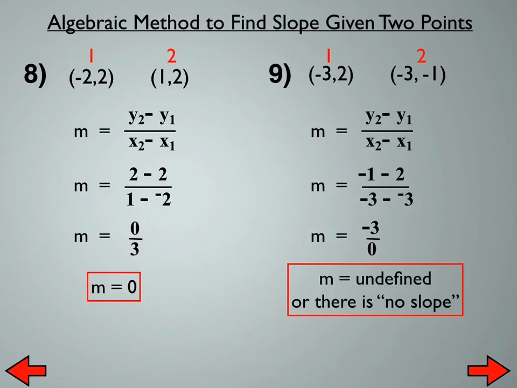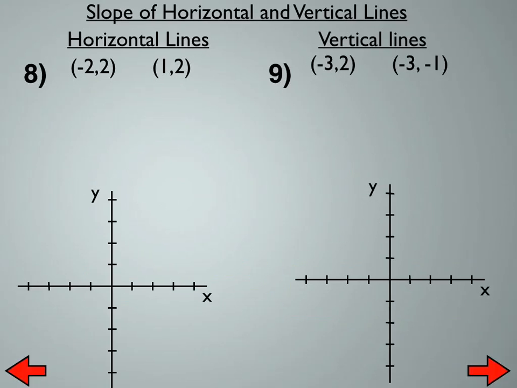They aren't two different things. Or they are two different things. I prefer undefined anytime 0 is in the denominator. Okay? So, need to watch out for those two.